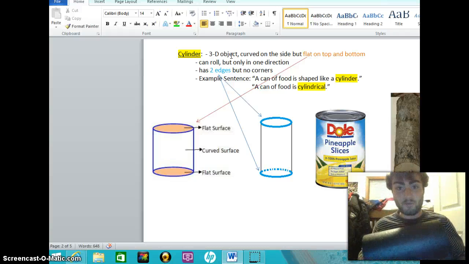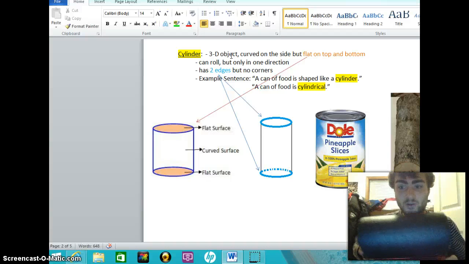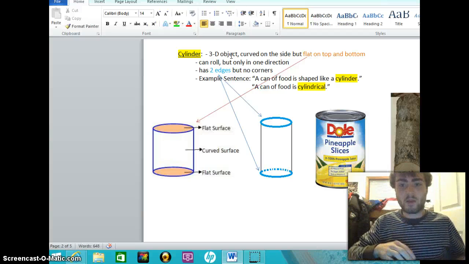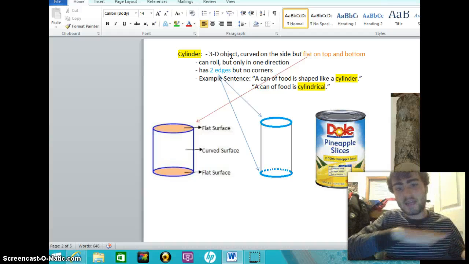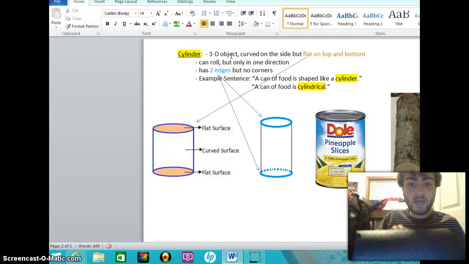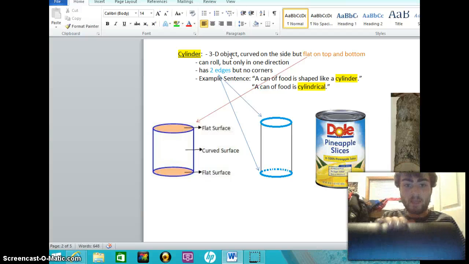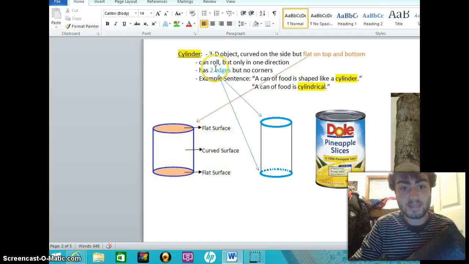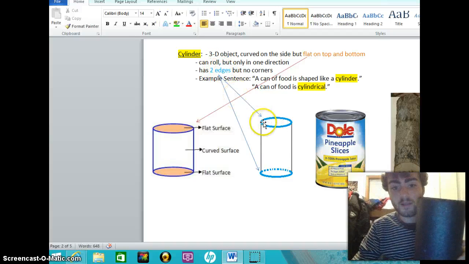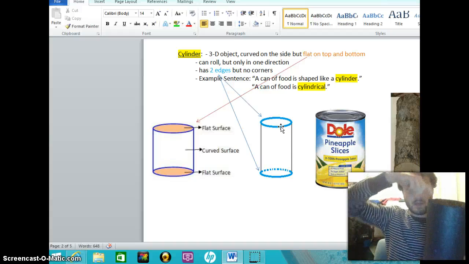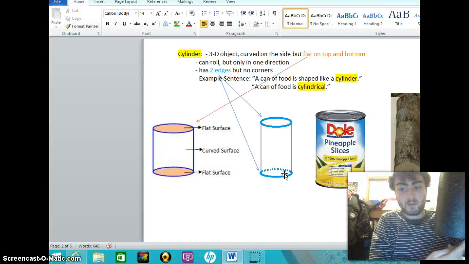Now a cylinder, if you put it on a flat surface, it can roll only in one direction. Remember, a sphere can roll any direction, but a cylinder can only roll one direction. And that's because it has two edges. The edges are on the top, around here, and on the bottom, around here.